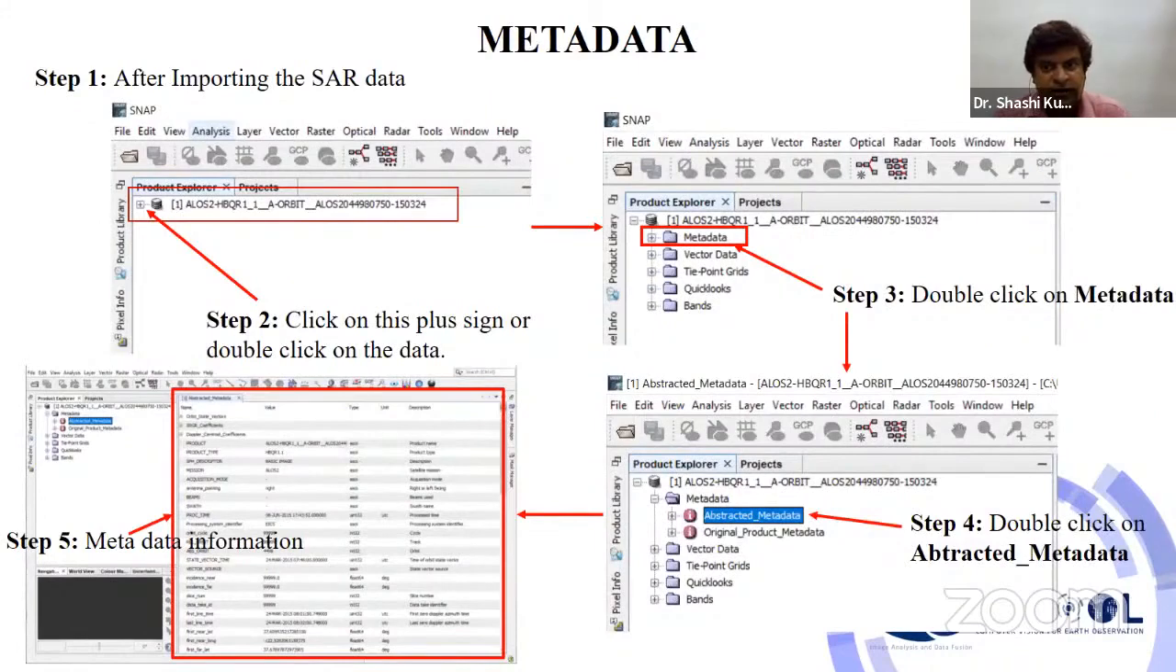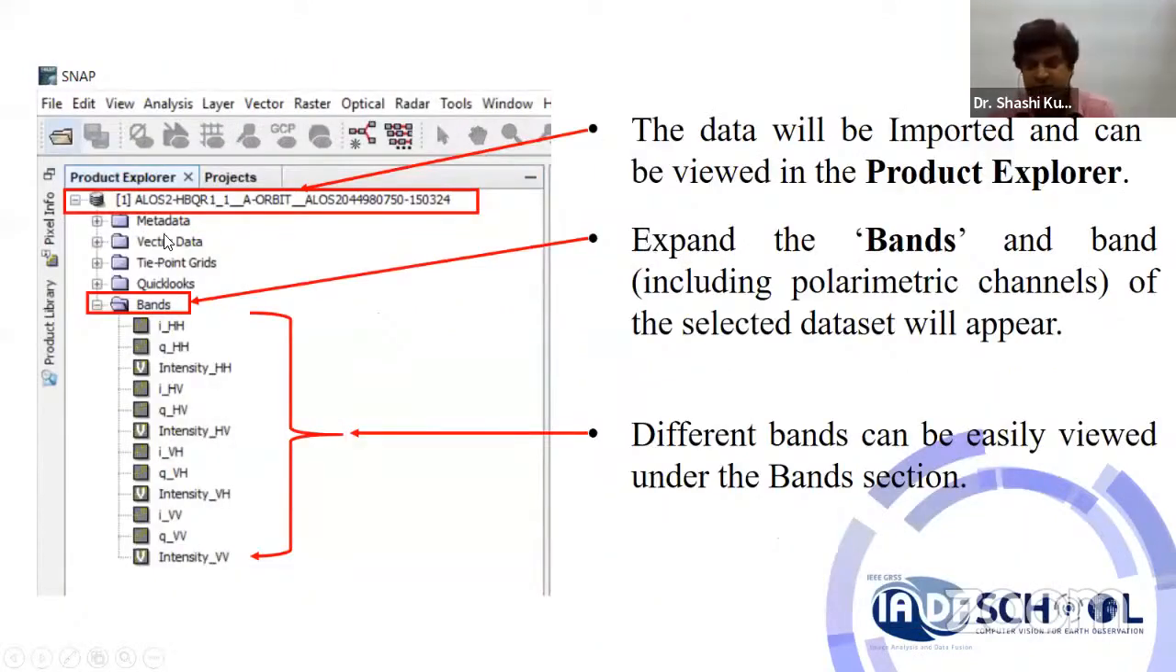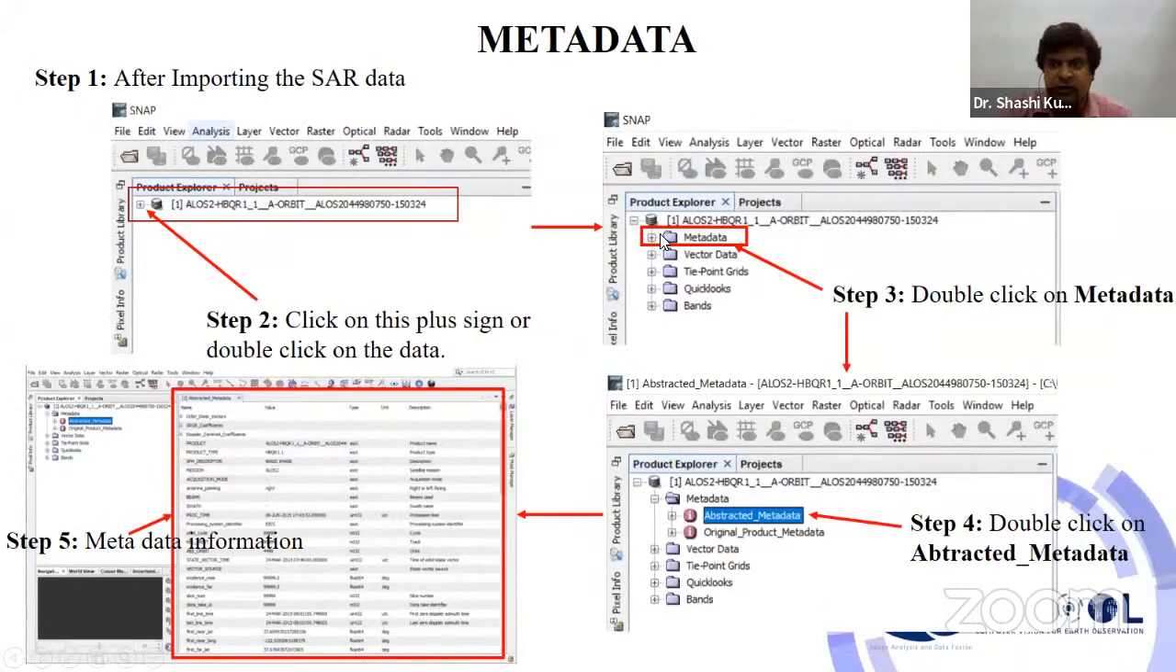Now, after importing the data set, when you see the metadata, because previously we have seen that one tab is there for the metadata, when you expand or double click the metadata, there will be options of the abstracted metadata and the original product metadata. Detailed metadata information related to the sensor and other information will be in the original product metadata. But the abstracted metadata will provide sufficient information to understand the mode of acquisition, all the other details, and the date of acquisition of the data set.